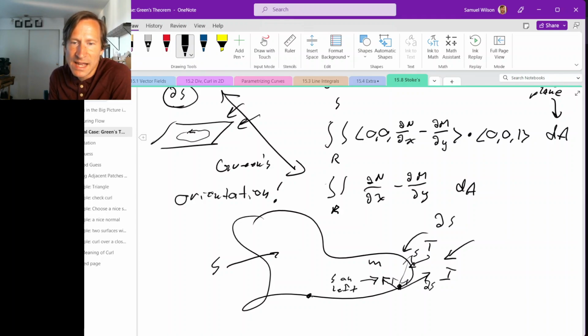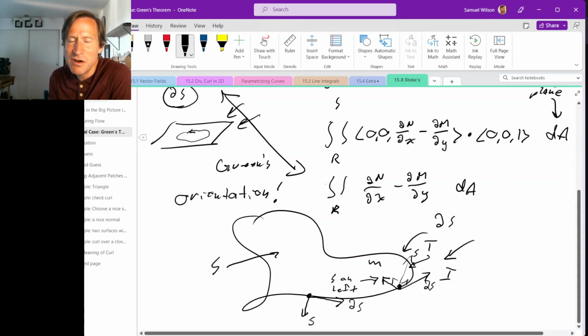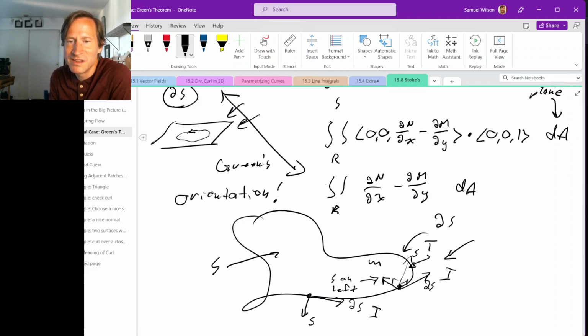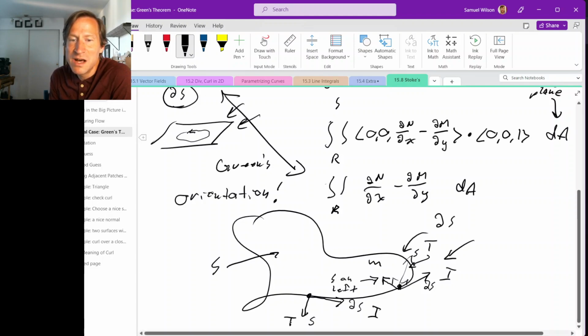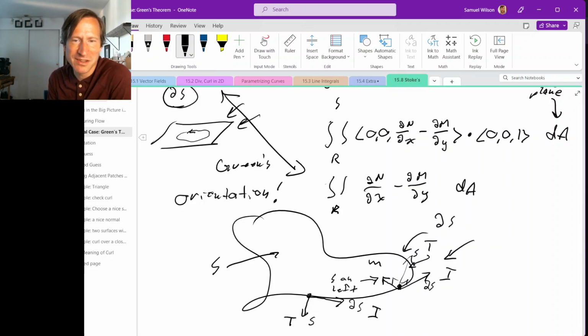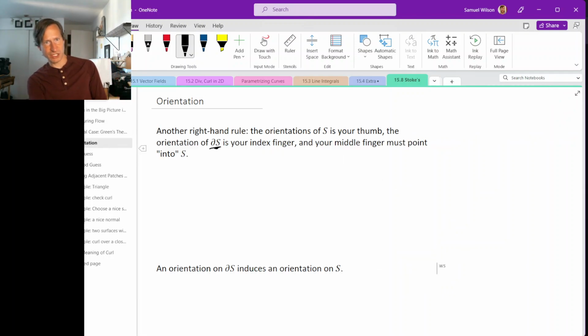If I have things oriented the wrong way, so if the orientation for the boundary is going that way and the orientation for the surface is going this way, right? Now if I do the right hand rule with my index finger pointed this way and my thumb pointed that way, my middle finger is actually coming out of the screen instead of going into the screen, right? The surface is into the screen at this point. So this is oriented incorrectly using this right hand rule. So that's how we'll choose compatible orientations.